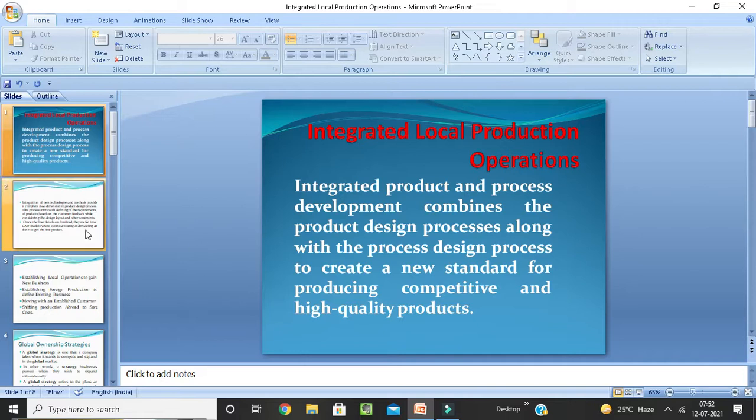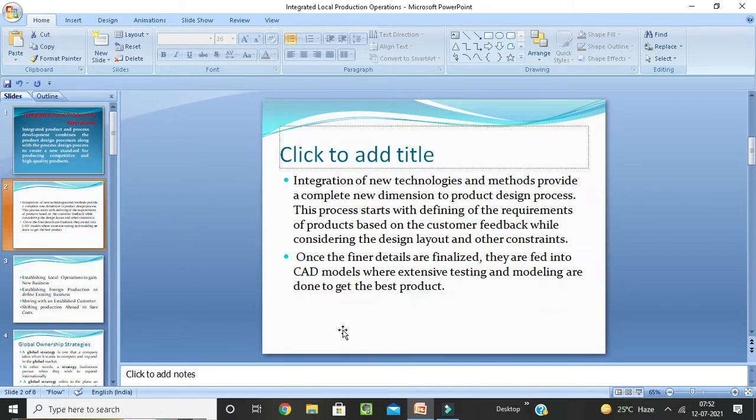Now, the integration of new technologies and methods provides completely new dimensions to the product design process. This process starts with defining the requirements of the product based on customer feedback, while considering the design, layout, and other constraints. So why is the integration important? The integration of new technologies is to provide a complete dimension to the product design depending on the feedback of the customer. For example, after launching a product, we have to take feedback from the customer so that we can add new features in the product.